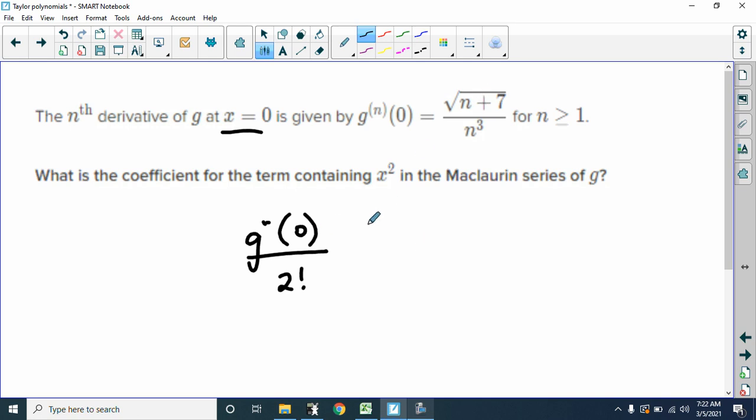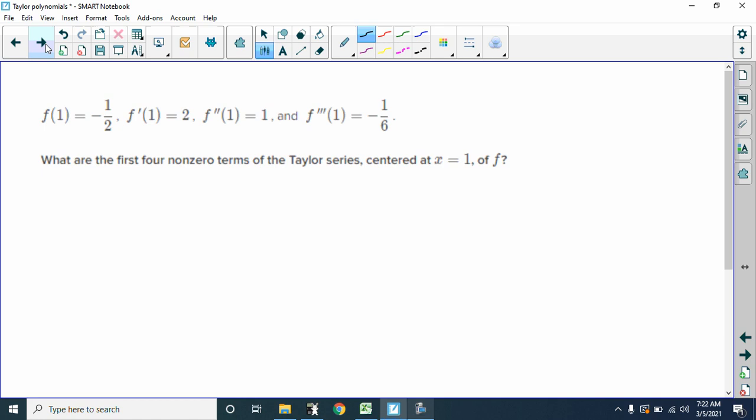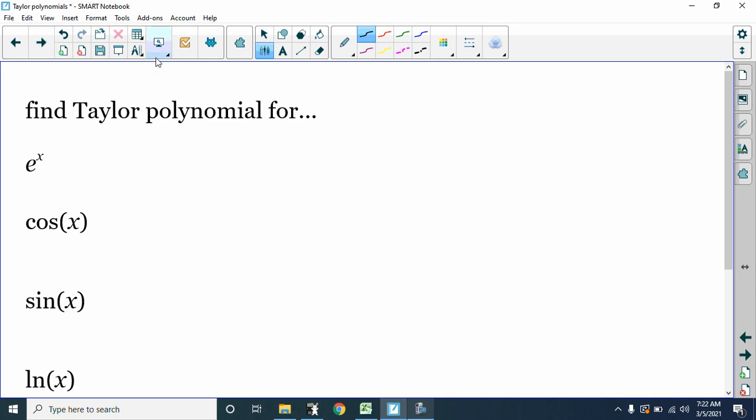So plug in 2 because it is the second derivative that I'm looking for. It gives me square root of 9 over 8. So the second derivative is 3/8, and then divided by 2 factorial. 3 over 16 is the coefficient. We've done one like that.